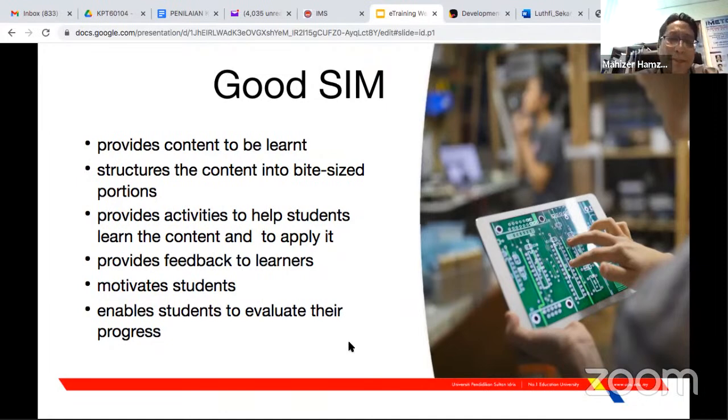Most of the content uses this type of bite-size content, easy to absorb. Okay, provide activity to help students learn the content and apply it. Provide feedback to the learner, motivate students, and enable students to evaluate their progress. At the end there must be a quiz, a test, or a self-test, sometimes a self-check. They check by themselves whether they answered correctly, how many are correct, and what they should do to improve. They can evaluate themselves. Ini pun akan ada dalam self-instructional material.